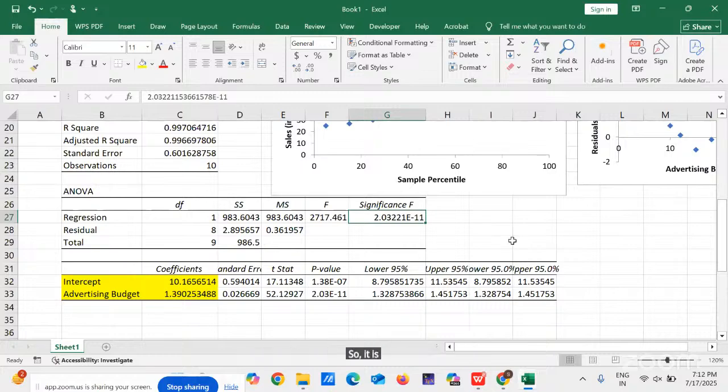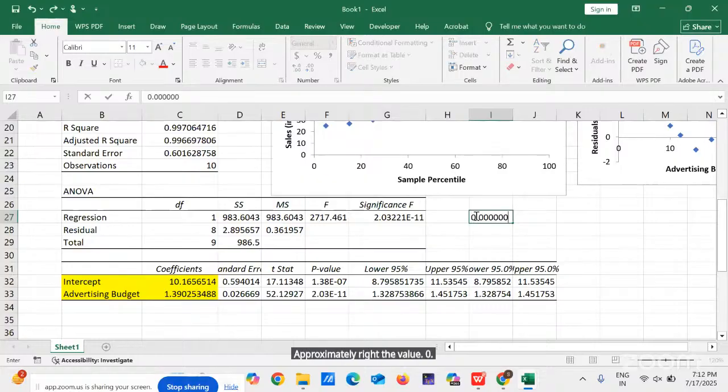So it is 2.03221 e minus 11. Many get confused that this value is just 2.03. No, it is 2.03221 e minus 10. Sorry, minus 11. That is the value times 10 raised to minus 11. So 10 raised to minus 11, when you approximately write the value, is 0.000000000020322, which is approximately we can say as 0.0. Okay, so because we generally go for only 4 digits, approximately this is 0, and we have to check with 0.05 value, the standard alpha value for comparison.